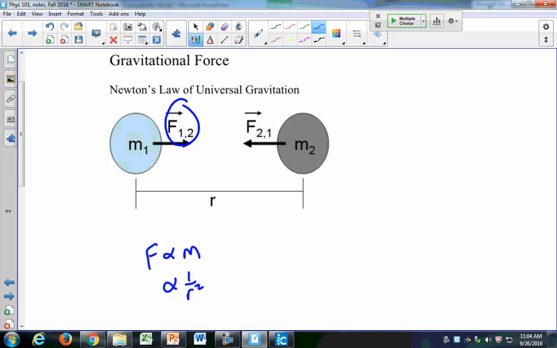Isaac Newton, man, smart guy. He was a very smart guy. He's probably one of the smartest people that have ever lived in the history of time.